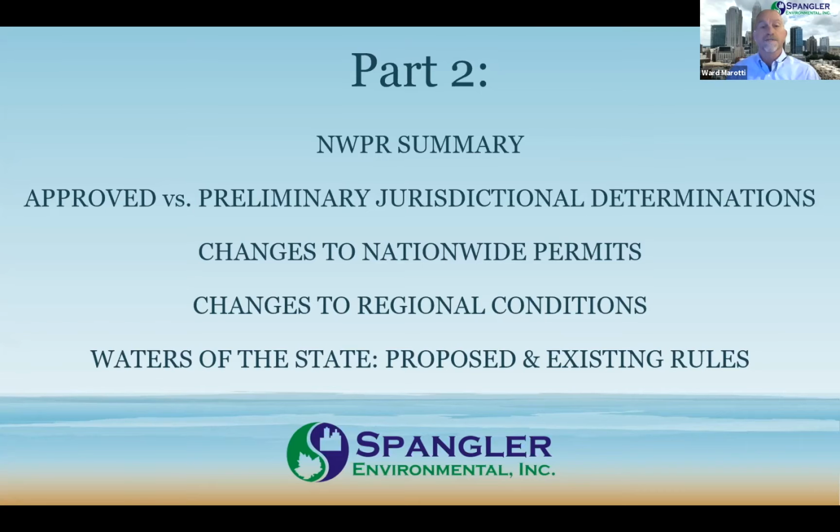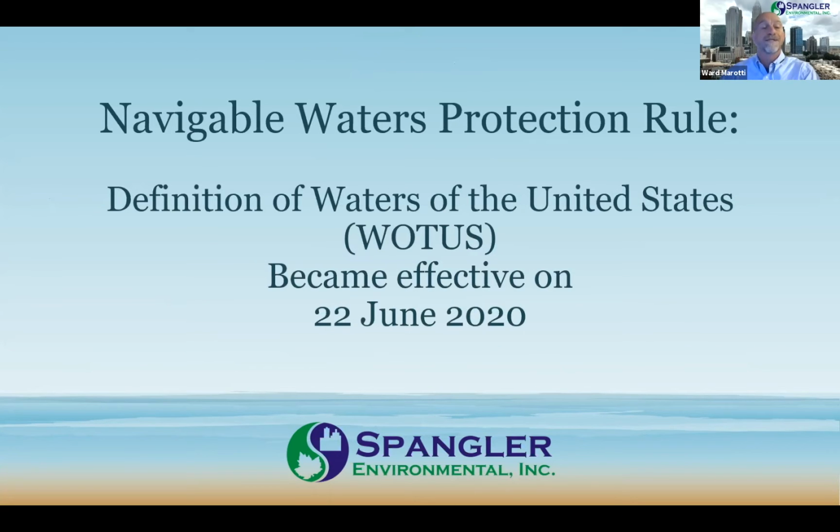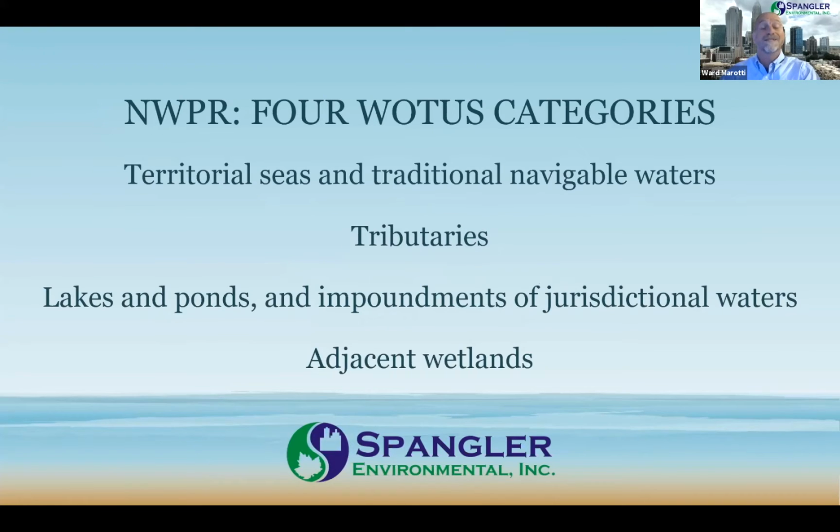So as many of you know, the Navigable Waters Protection Rule became effective on June 22nd this year. It provides a clear definition of waters of the United States that really hadn't been provided before in such a formal setting, certainly not in writing with all the definitions and exclusions that are specified in this document. There are 4 waters of the United States categories that are detailed in that document. I believe it was published on maybe the 15th or 18th of April, but it became effective in June.